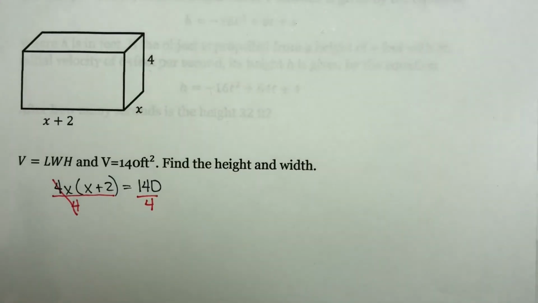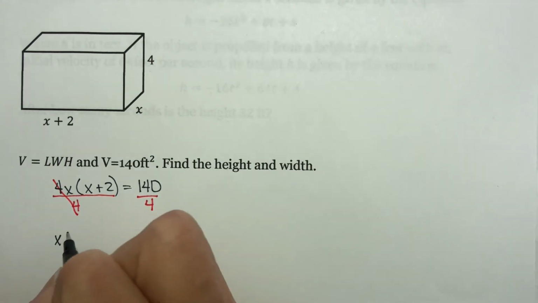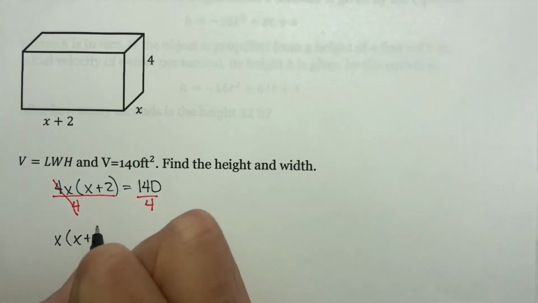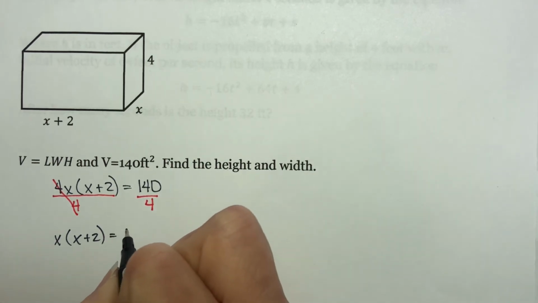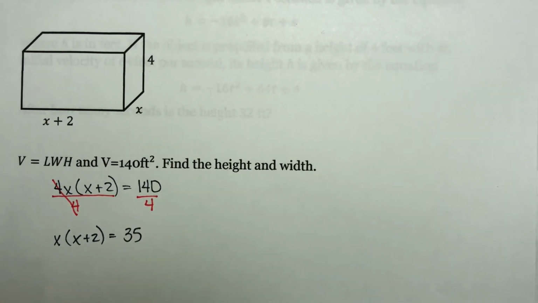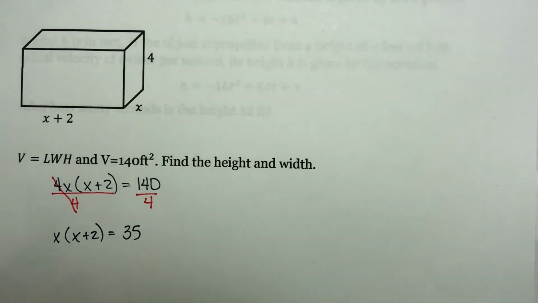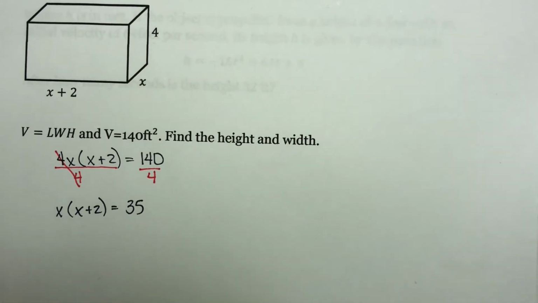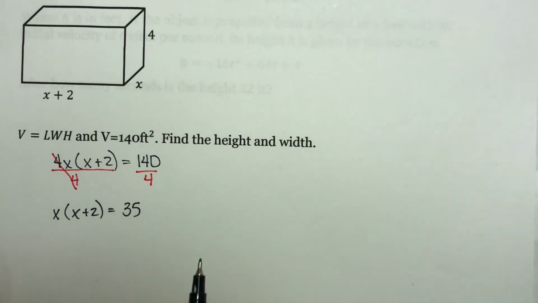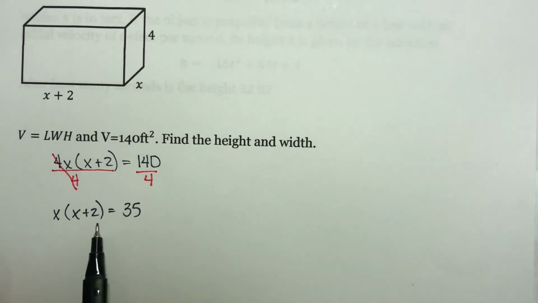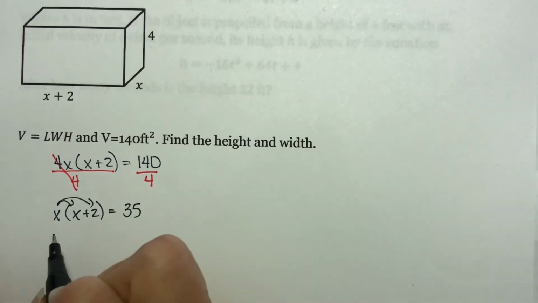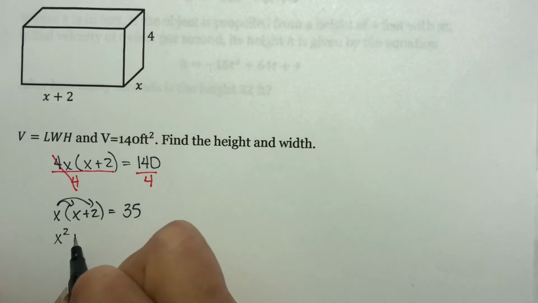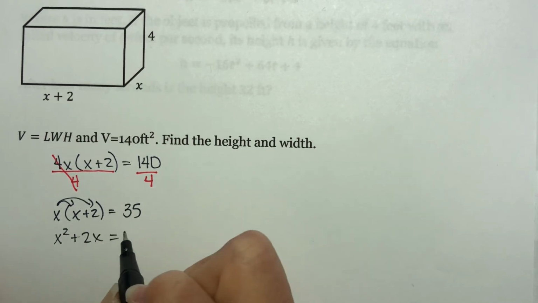So on the left-hand side, I get x times x plus 2. And 140 divided by 4 gives you 35. This was not a necessary step, but it does make your numbers smaller and much easier to work with. Okay, now just like on the problem above, it looks factored and you're tempted to set each equal to 35, but that doesn't work. I'm going to have to distribute here. And that gives me x squared plus 2x is equal to 35.